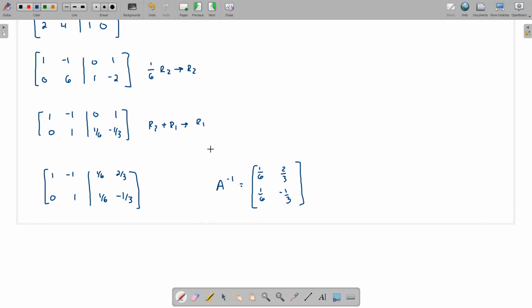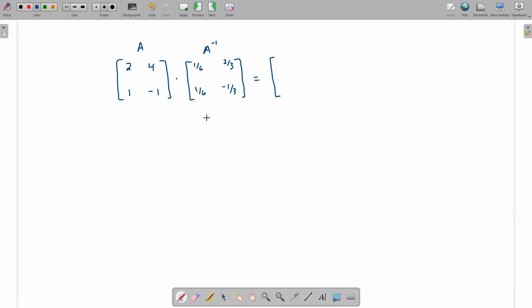Now, if it truly is the inverse, then that means the product of this matrix with our original matrix A should be the identity. So let's verify that. Okay, so here we have the matrix A. Here we have the inverse that we just found. To multiply them, take the first row times the first column. That is going to be 2/6 plus 4/6.